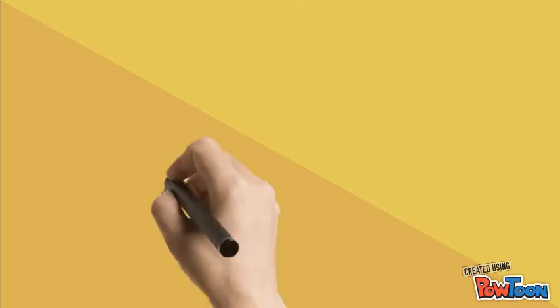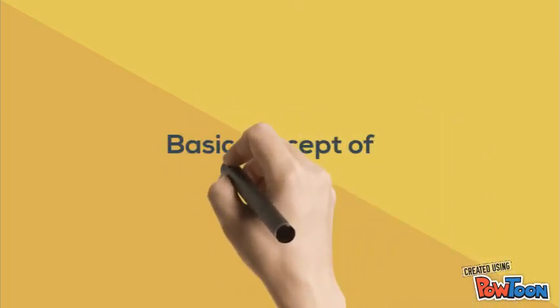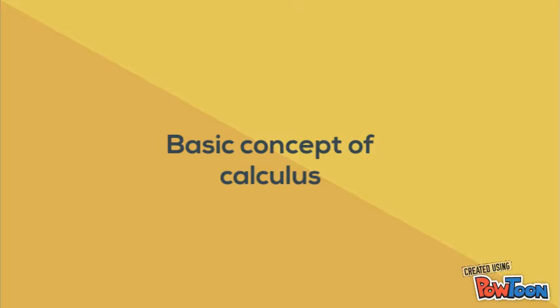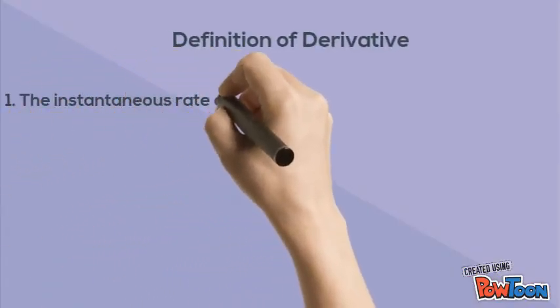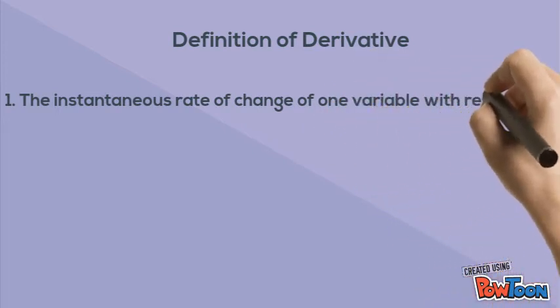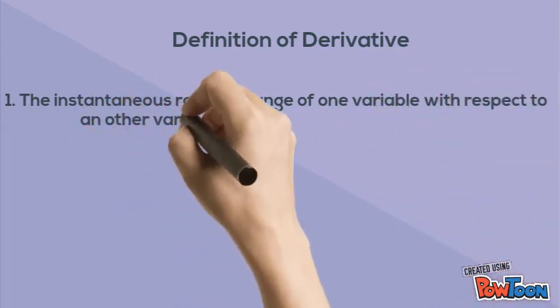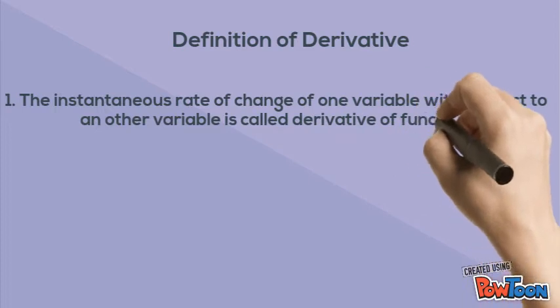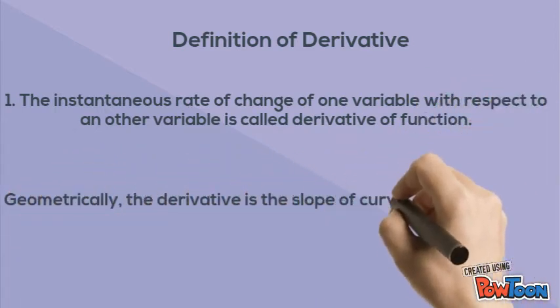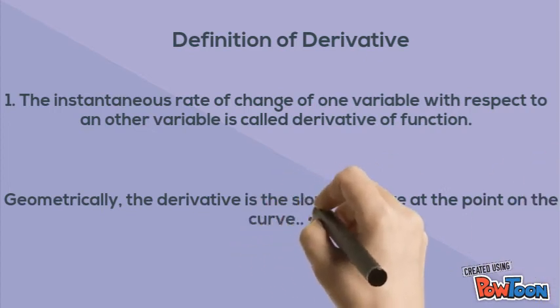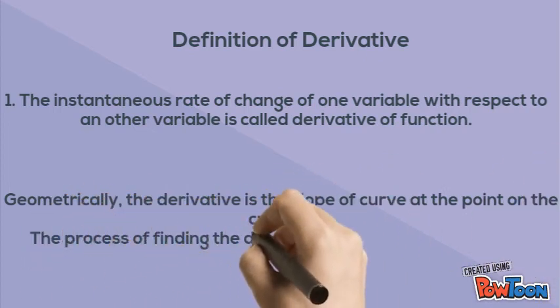Our today's topic is basic concept of calculus. So let's start with the definition of derivative. 1. The instantaneous rate of change of one variable with respect to another variable is called derivative of function. Geometrically, the derivative is the slope of curve at the point on the curve. The process of finding the derivative is called differentiation.